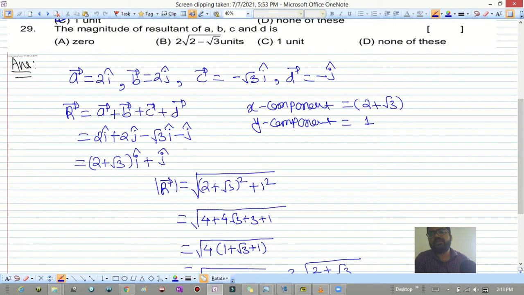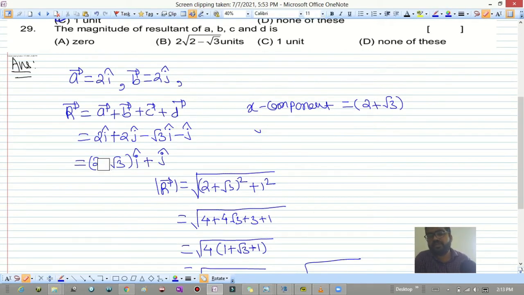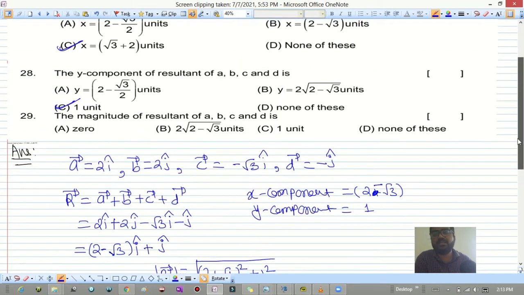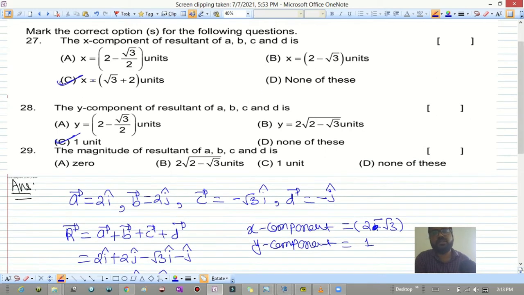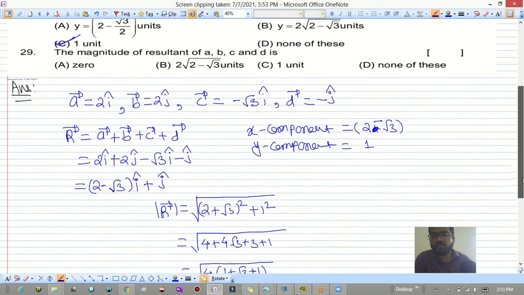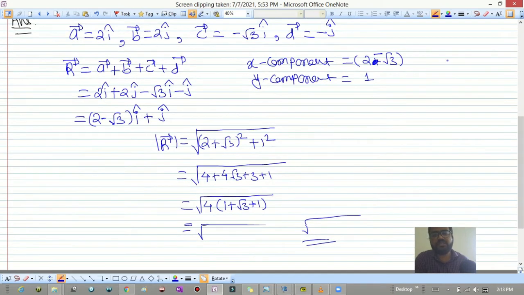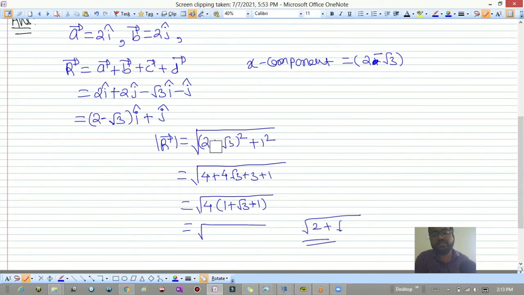Oh sorry, over here the negative sign is there, this one, isn't it? We have to write the negative sign. I wrote positive, there is a mistake over here. So x component is 2 minus root 3, it's not 2 plus root 3. It's not C, it is B. Second one, 1 only. Yes, it is 1 only. And here I made a mistake, I'll solve it.